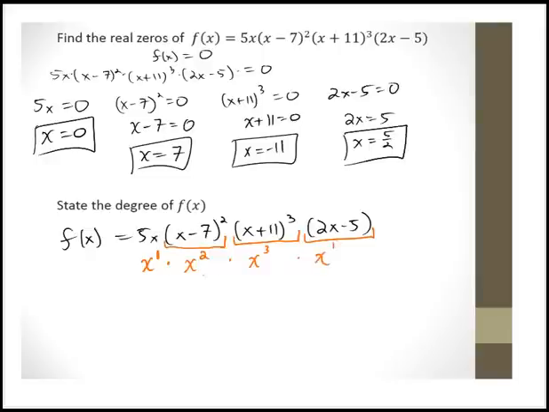So if we were to multiply all of those together, we would have an x to the 1 plus 2 plus 3 plus 1. That's an x to the 7th. So this is a degree 7 polynomial. And notice that the number of zeros, 4, is less than 7. So that fits within our first conclusion on the previous slide.